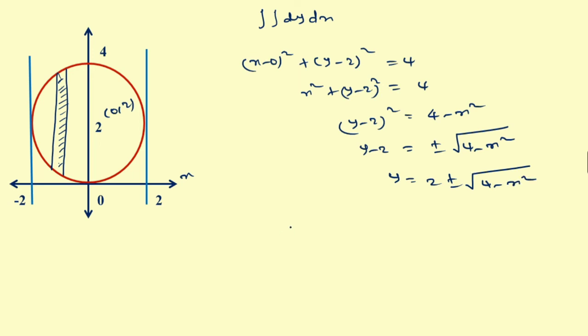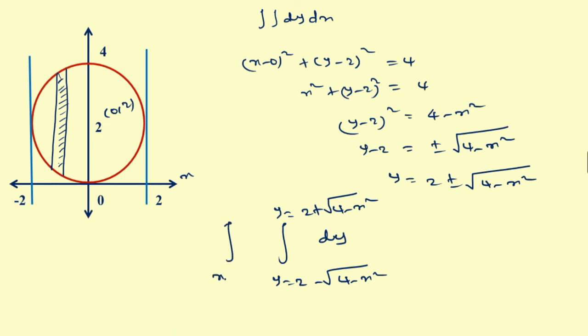Now the inner integration should be from y equal to 2 minus root of 4 minus x square to y equal to 2 plus square root of 4 minus x square, dy. Now the outer integral. The vertical strip moves along the x-axis from minus 2 to 2. So x equal to minus 2 to x equal to 2, dx.